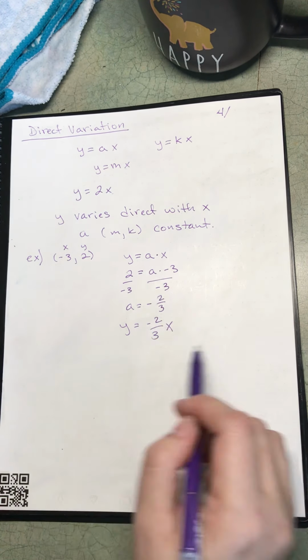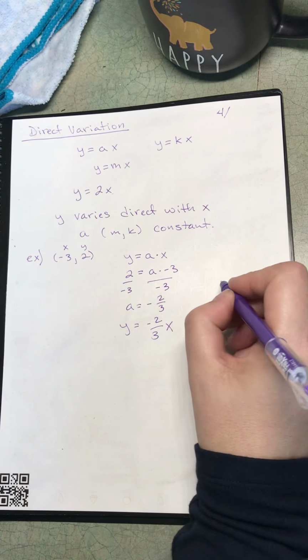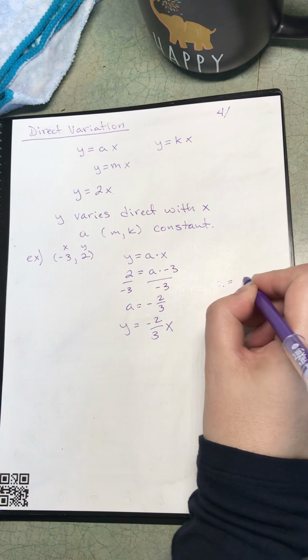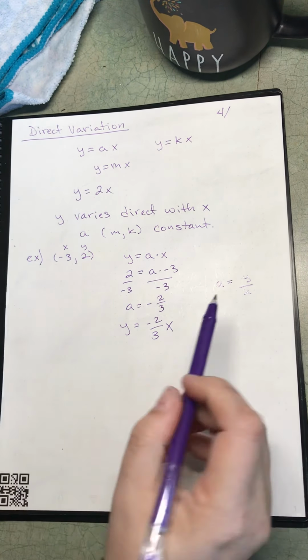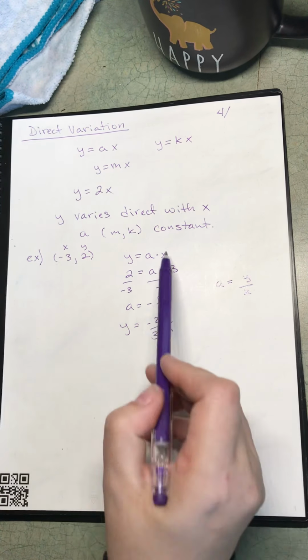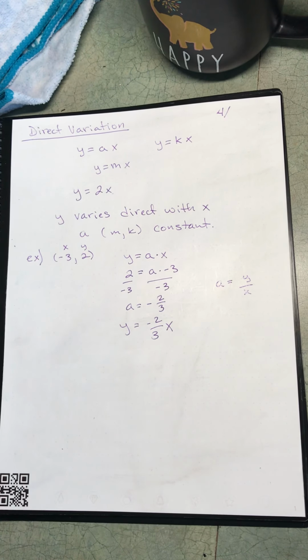If you're good with formulas, you can remember the shortcut for this: a is always equal to y divided by x. But you really don't need to memorize that because this is so easy to remember, and then you just do that one step to solve. So let's look at the practice problems. I'm just going to go through and do a couple of practice problems from your worksheet.